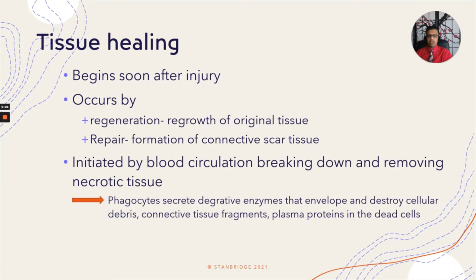And how does it work? It's initiated by blood circulation breaking down and removing necrotic tissue. Phagocytes secrete degradative enzymes that envelop and destroy cellular debris, connective tissue fragments, and plasma proteins in the dead cells. So that's very important for that to occur.